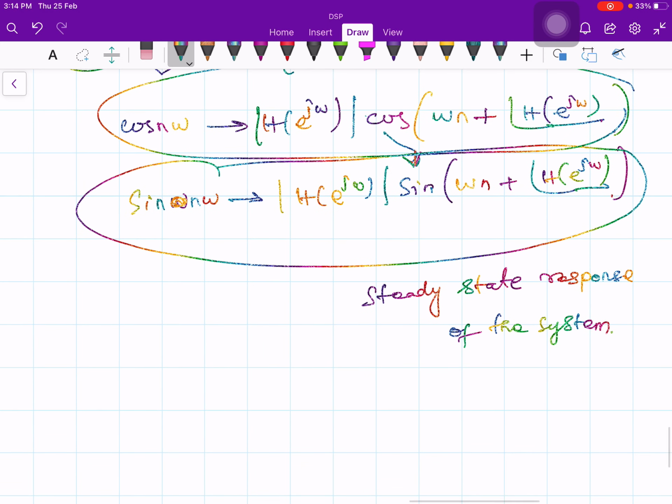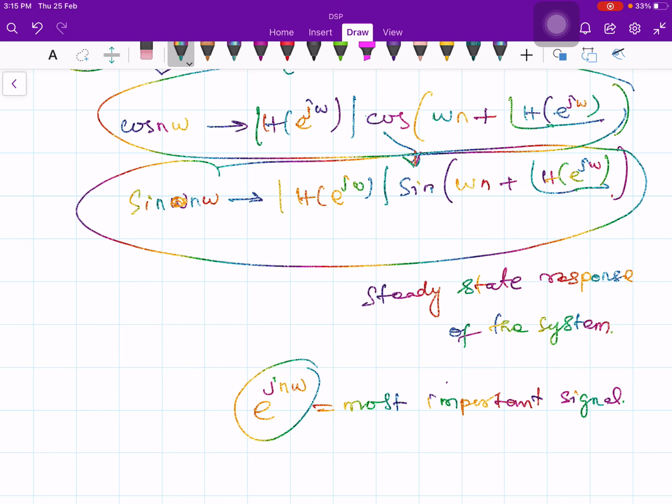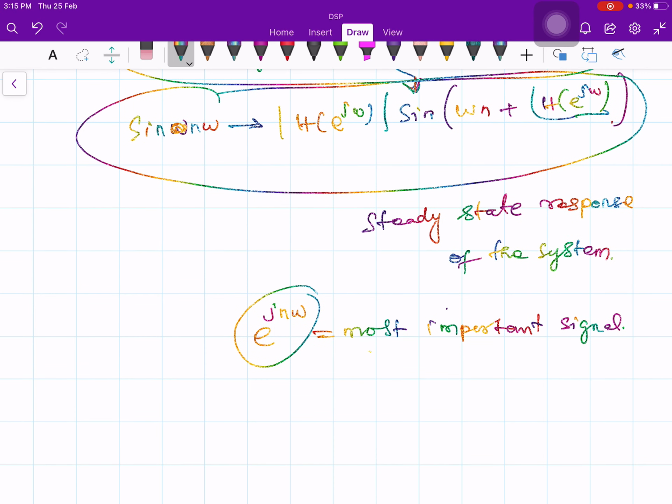So, the steady state response of the system to either an exponential signal, a cosine signal, or a sine signal. So e to the j n omega is the most important signal. Once we know the output of a system for this, we will be able to find the output for any other signal. No matter what signal you have, you can find it. Therefore this is the most important signal in practice.